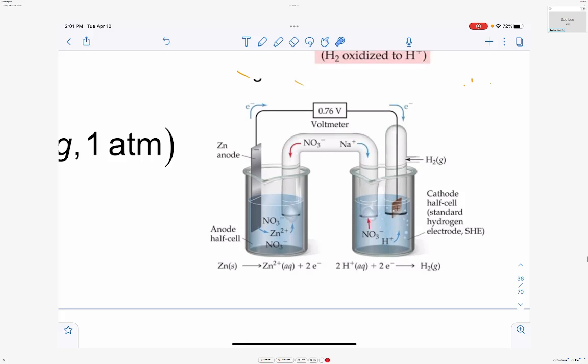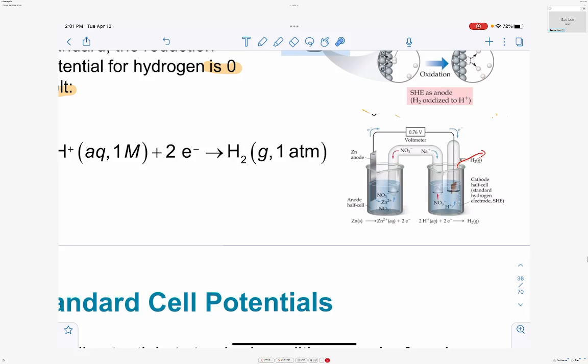And you have hydrogen on the cathode. So protons are receiving electrons passed from the zinc side, and being reduced to generate hydrogen gas. The arrow should be like this. It's generating hydrogen gas; it's being reduced. The voltmeter measures 0.76. If you stick a voltmeter here, it measures 0.76, which means that the cell potential is positive 0.76.